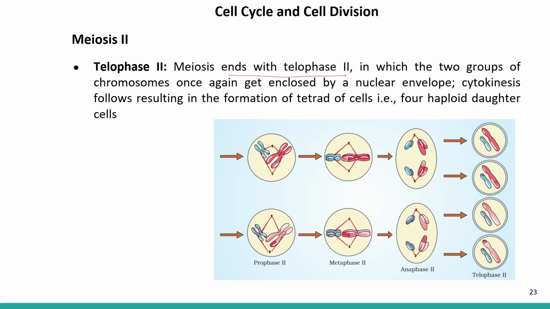Meiosis, telophase 2, in which the two groups of chromosomes once again get enclosed by the nuclear envelope. So again, it forms a nuclear envelope. Cytokinesis follows, resulting in the formation of a tetrad of cells, and 4 haploid daughter cells are formed. Now, what is the difference between this cell and the cell which is formed in mitosis? Mitosis is having chromosomes. Here they are having chromatids. So they are having half the chromosome number, right?